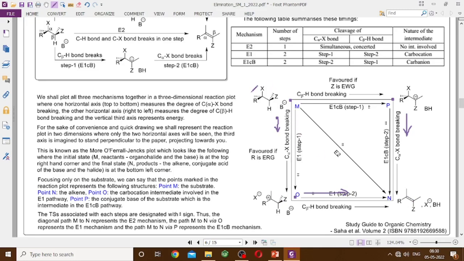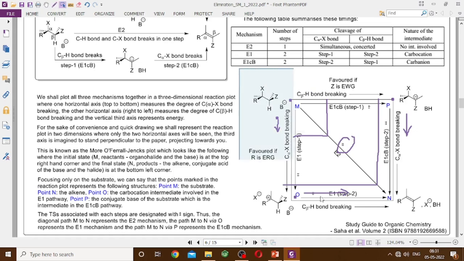So point M হচ্ছে তোমার organobromide plus base, point P হচ্ছে তোমার carbon ion, point O হচ্ছে তোমার carbocation, আর point N হচ্ছে তোমার alkene. তো এখানে M থেকে N এ যাওয়ার তিনটে পথ আছে। একটা হচ্ছে ডিরেক্ট ডায়াগোনালি চলে যাও E2 রিঅ্যাকশন করে, সেটা অবভিয়াসলি will give you a single step reaction where at any given point of time the CH as well as the CX bond is being broken. And here is the transition state. Single transition state, no intermediate is involved.